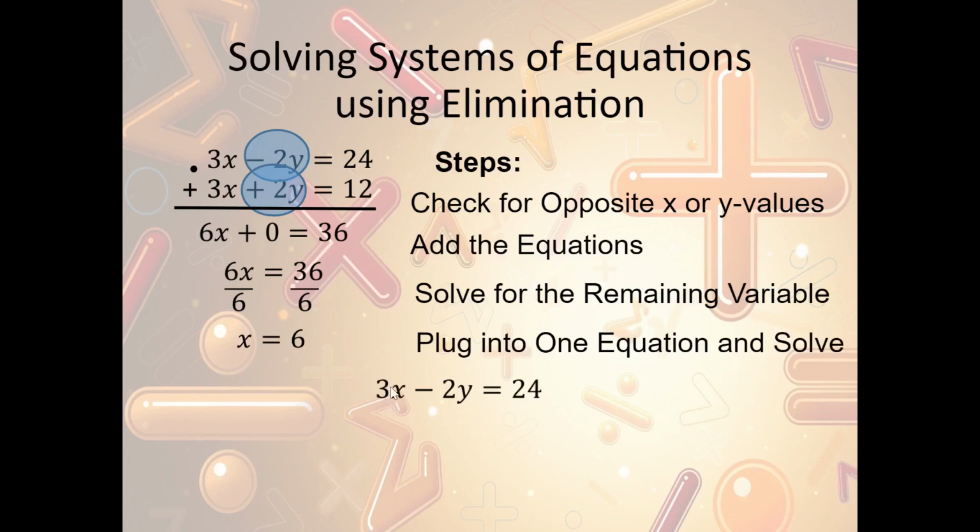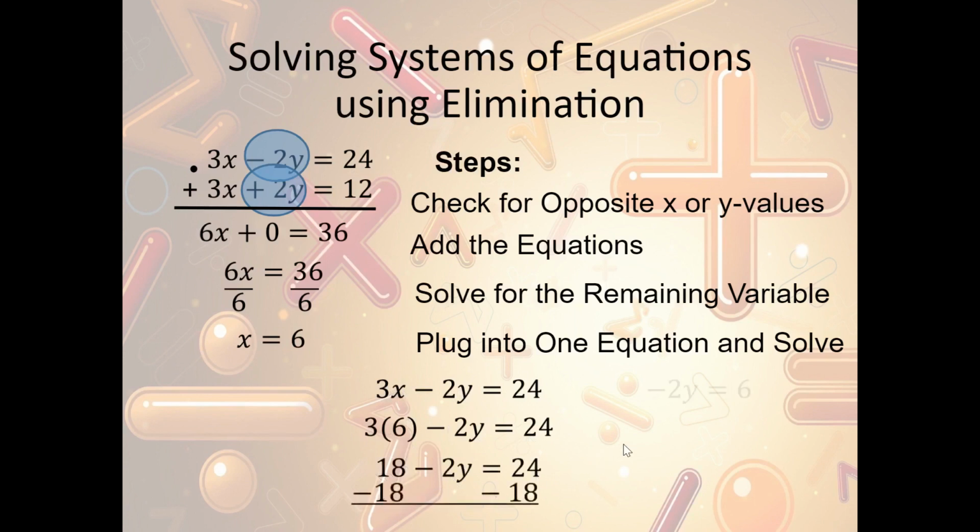So instead of being 3x minus 2y is equal to 24, it's going to be 3 times 6 minus 2y is equal to 24. So 3 times 6 is 18. So we get 18 minus 2y is equal to 24. We need to get rid of this 18. So we're going to subtract 18 to get rid of that. And we're left with negative 2y is equal to 24 minus 18 is 6. We'll divide both sides by negative 2, and we get y is equal to negative 3.